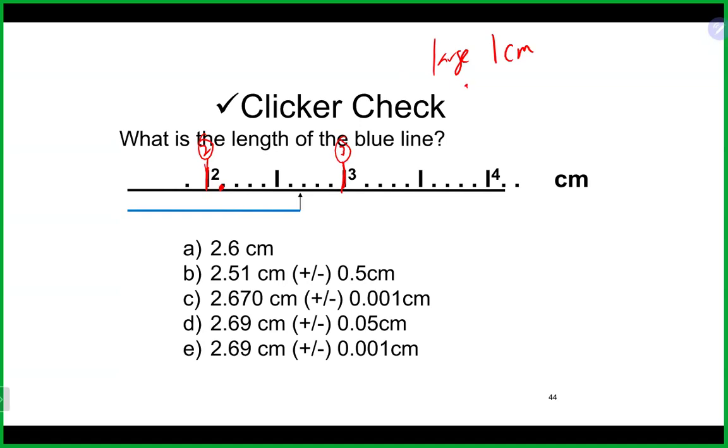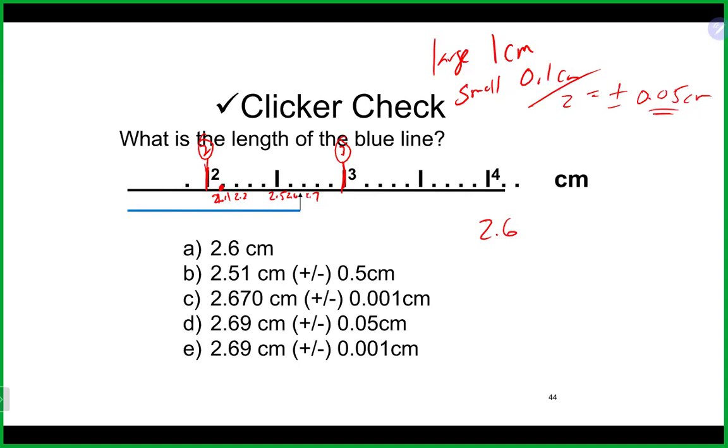Which means each of the smallest markings here is going to be 0.1 centimeters. So obviously that's going to be 2, 2.1, 2.2. This big mark is going to be 2.5, 2.6, 2.7. So it's at least 2.6. If we're not sure, we could simply do our little division here, and we know we should go plus or minus 0.05 centimeters, which means we should take it to 2 decimal places, right, based off of that.